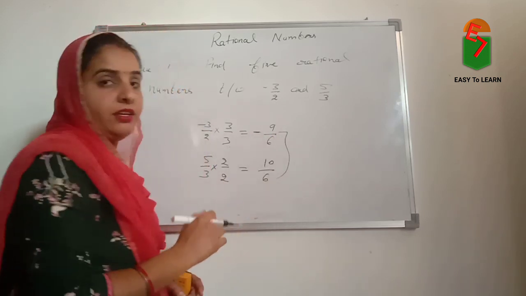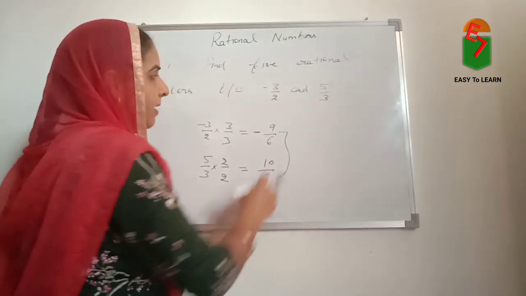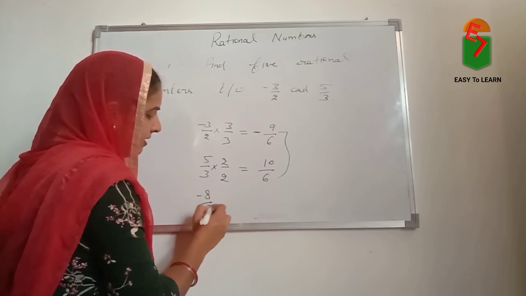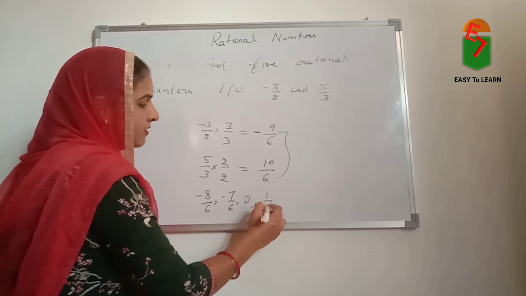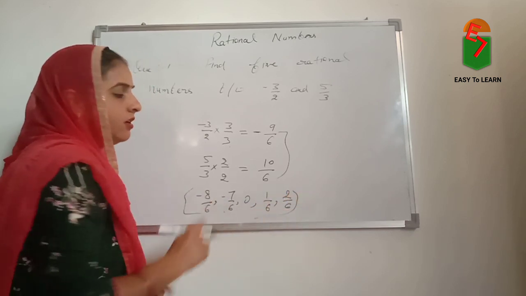Now we can easily find the rational numbers between -3 by 2 and 5 by 3. Our answer is minus 8 by 6, minus 7 by 6, 0, 1 by 6 and 2 by 6. It is our answer.